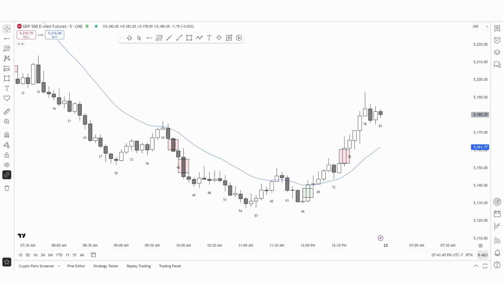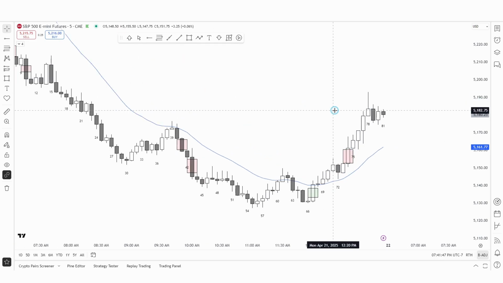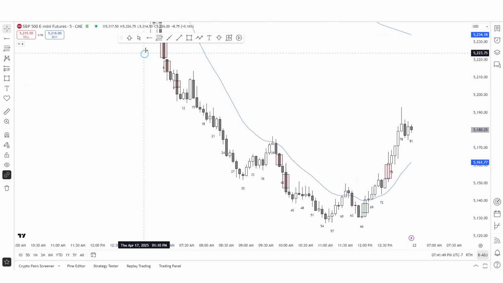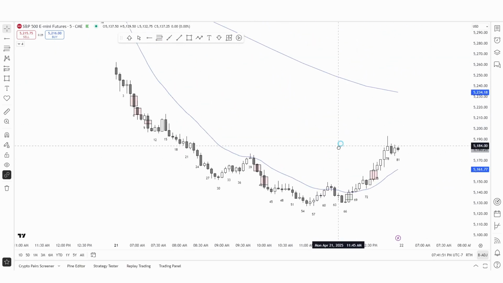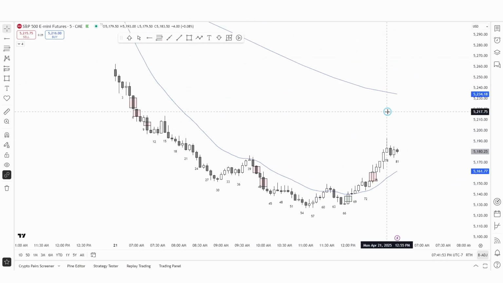and bulls actually get the close above the EMA, which is not good for the bears because with this type of sell-off, you would expect bears to be able to get the close below the EMA, but the overnight session is actually rallying really good too.